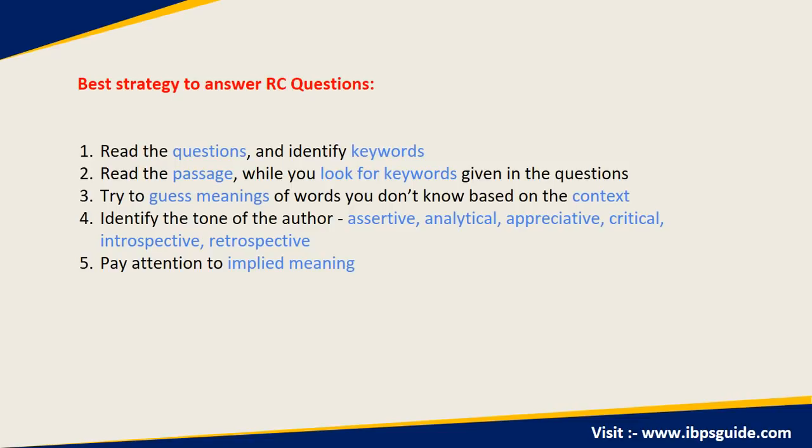Next, retrospective. Retrospective means looking back at something that has already happened and learning from your mistakes. So if the author is talking about an issue that has already happened and he's talking about how it could have been dealt with better, then it is a retrospective passage. Last point, also a very important point, pay attention to implied meaning. When I say implied, what I mean is the things that are not mentioned in the passage, but you have to understand from the context. We will discuss this in detail when looking at the example.